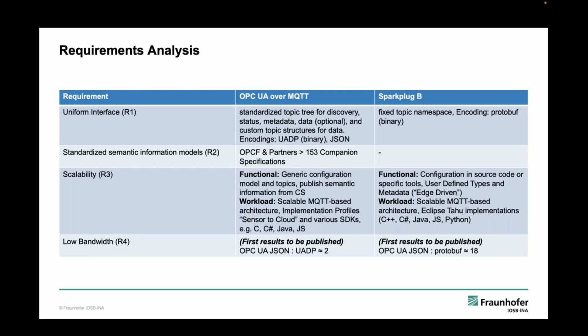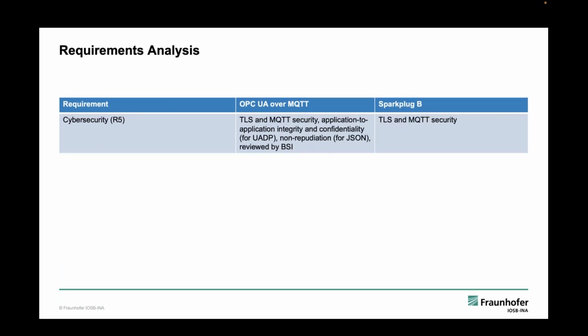So we compare to the OPC UA JSON human readable format, which is the biggest encoding, of course, and UADP. There we have a ratio of 2, so OPC UA JSON is twice the size of the UADP encoded payload. And if we look at protobuf, the OPC UA JSON is 18 times the protobuf encoding. So the protobuf encoding is quite efficient here for this requirement.